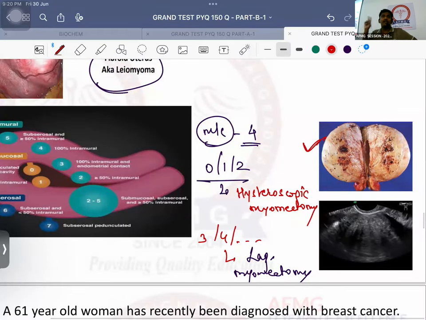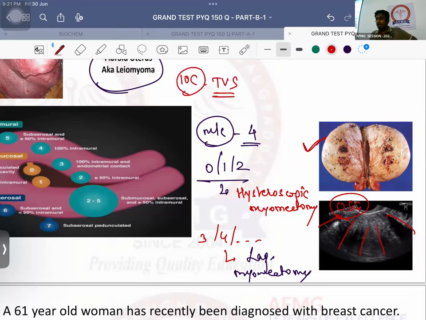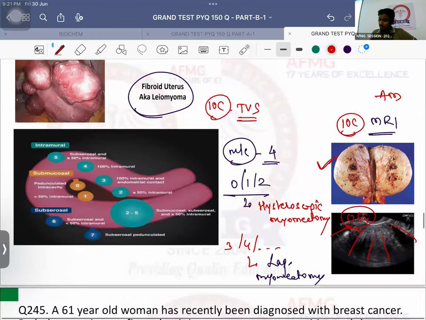Can you see the uniformly enlarged uterus and ultrasound showing which sign? Venetian blind appearance. Investigation of choice for fibroid. Transvaginal scan. Investigation of choice for adenomyosis. MRI. Shabash. Showing which, what appearance? Ye to ultrasound pe dikhta, Venetian blind. MRI pe, lakes of myometrial blood will be seen. Lakes of myometrial blood. Theek hai?